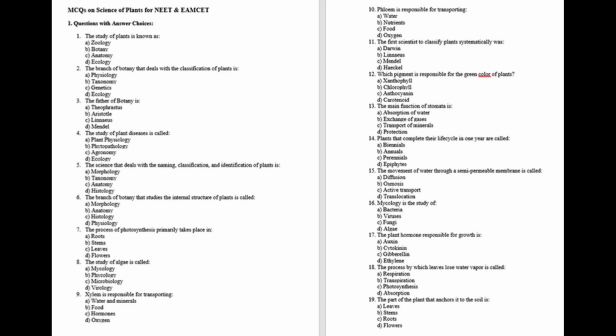Algae. The plant hormone responsible for growth is A. Auxin, B. Cytokinin, C. Gibberellin, D. Ethylene. The process by which leaves lose water vapor is called A. Respiration, B. Transpiration, C. Photosynthesis, D. Absorption. The part of the plant that anchors it to the soil is A. Leaves, B. Stems, C. Roots, D.